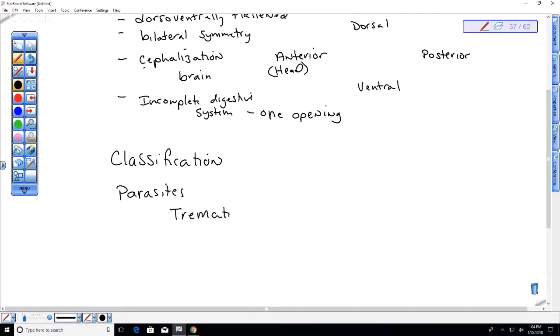So does anybody know what the common name for trematodes are? These are the flukes. So for example, we have some species of flukes that reside in our bile ducts, and they're called liver flukes, and that we could get from consuming, for example, raw fish. Okay, we also have cestoda. So these are the tapeworms.